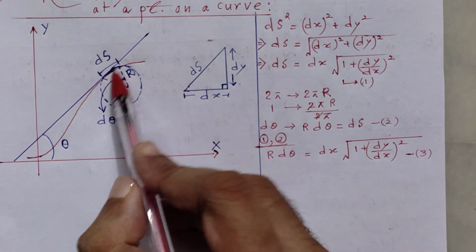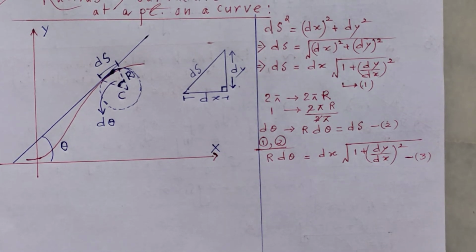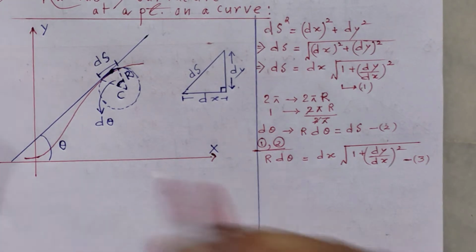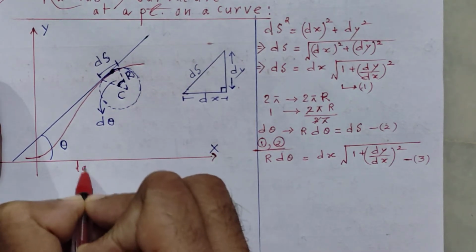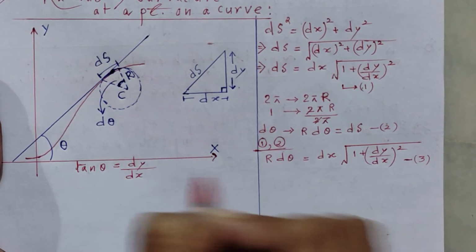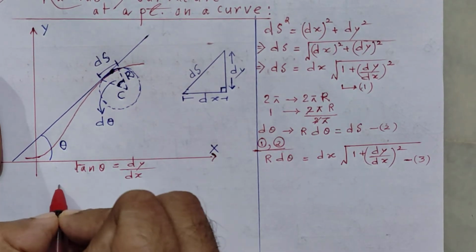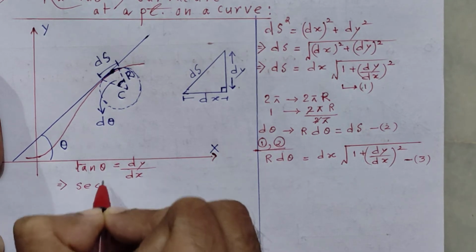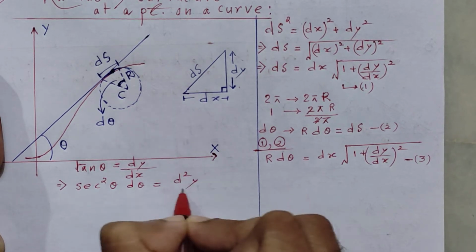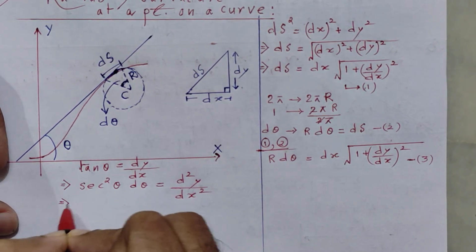Now you see at this particular point, if I draw a tangent, that tangent is the slope of the curve at that particular point. So that tangent makes some angle theta with the horizontal. So from here I can say that tan theta is equal to dy/dx. Alright, tan theta is dy/dx. So if I differentiate it, what will I get? I will get sec square theta d theta equals d2y/dx2 dx. And what is sec square theta? 1 plus tan square theta.